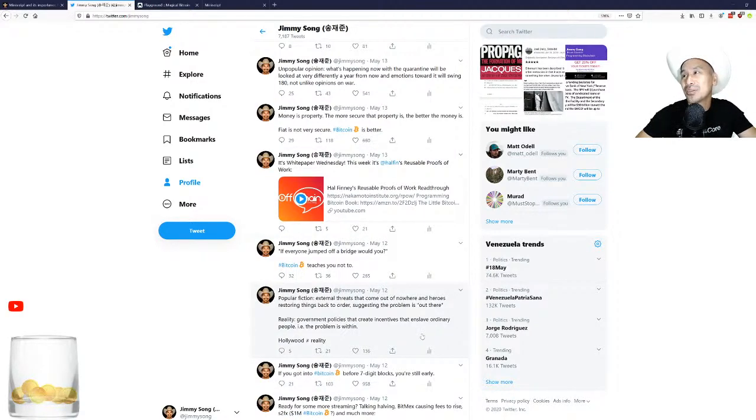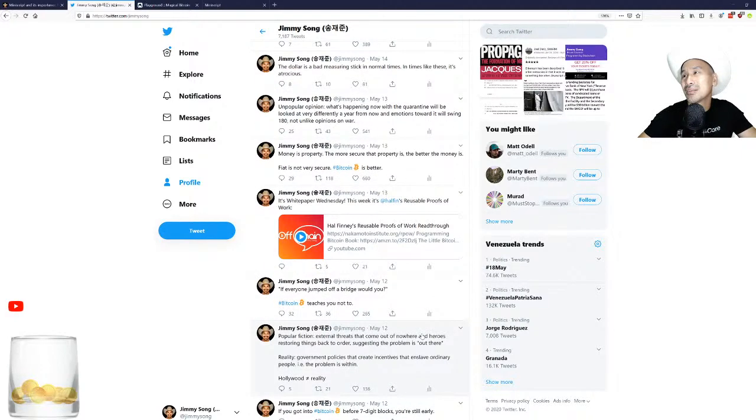Popular fiction: external threats that come out of nowhere and heroes restoring things back to order, suggesting the problem is out there. Reality: government policies that create incentives that enslave ordinary people, the problem is within. Hollywood is not reality. I wrote this because I realized so much of our mental model is influenced honestly by propaganda, and a lot of that propaganda comes through film and advertising and news and things like that. Almost always the archetype we have in our minds is of somebody evil doing something evil.